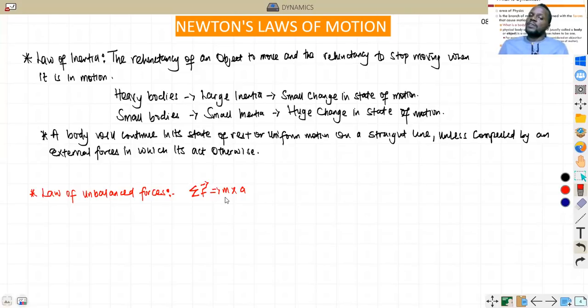According to Sir Isaac Newton's second law of motion, the summation of forces acting on the body is the product of the mass and the acceleration of the center of mass. F equals ma everywhere you go. At the back of your exercise books, in your televisions, everywhere you go, you see F equals ma, Sir Isaac Newton. That is the second law.